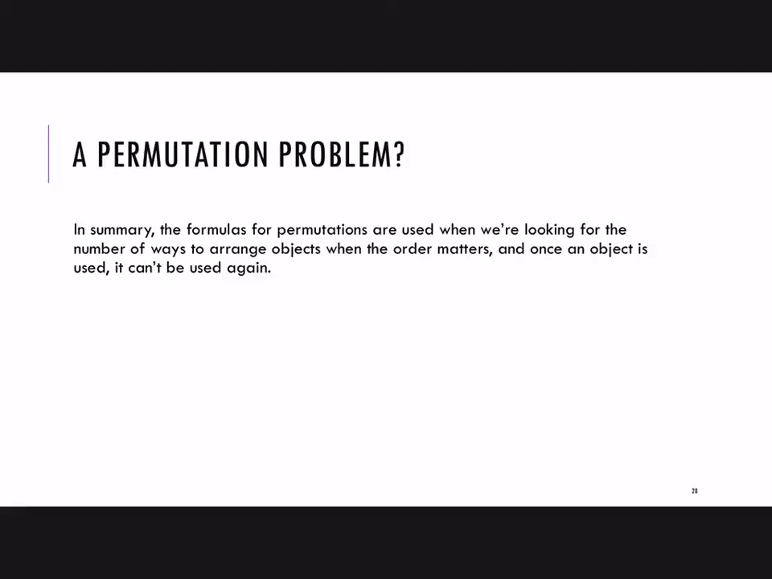So some things to check for. Is this a permutations problem? The formulas for permutations are used when we're looking for the number of ways to arrange objects when the order matters, and once an object is used, it can't be used again. So order and no repetition.